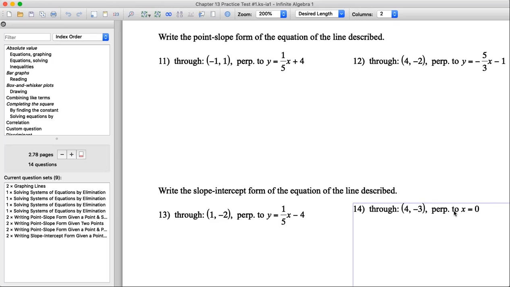Somebody check me. Yep, you did that right. Thank God. Yep, you did that right. 100%. Woo. Y equals negative 3.